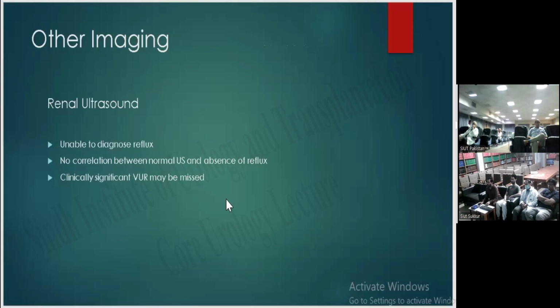Other imaging: renal ultrasound is unable to diagnose reflux. There is no correlation between a normal ultrasound and absence of reflux. Clinically significant reflux may be missed.